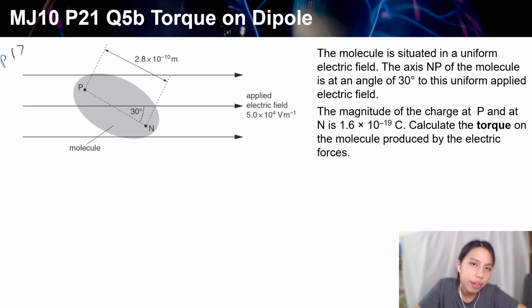And here they ask a very interesting question. The molecule is sitting in the electric field at an angle, so this angle here. It's not exactly aligned with the electric field. Calculate the torque on the molecule because of electric forces. Torque. Where does torque come from? We have seen torque before in the previous chapter. Which chapter was it? Chapter 5, forces and torques.